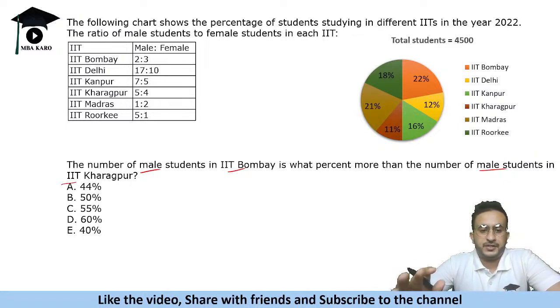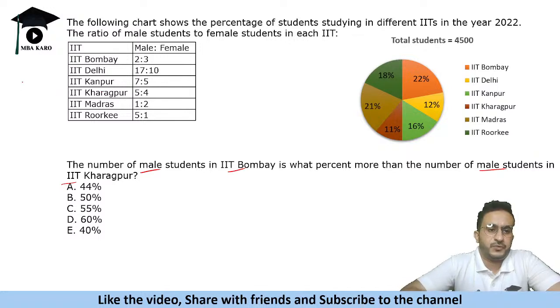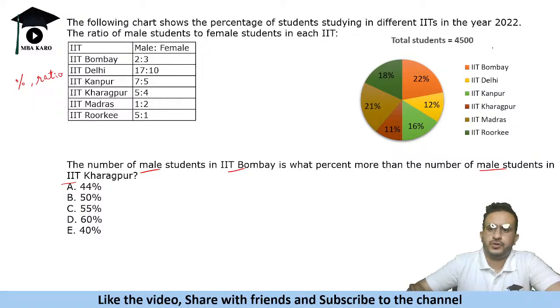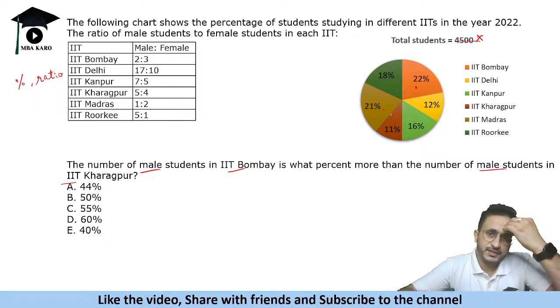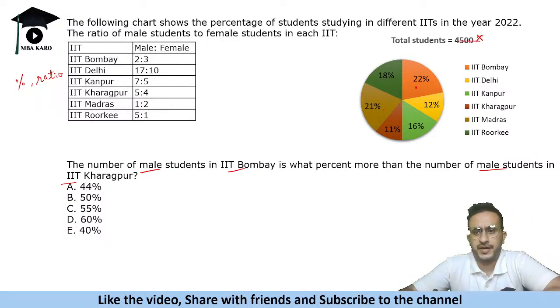In a pie chart, always remember that if there are questions based on percentage or ratio, you do not need this total. Whether it is 4500 or 10,000 or 5,000 does not matter. You just have to deal with these numbers or the ratios which are given to you. You actually need the percentages and the ratio, not this value. So do not calculate. Most students calculate the number and then answer the question.